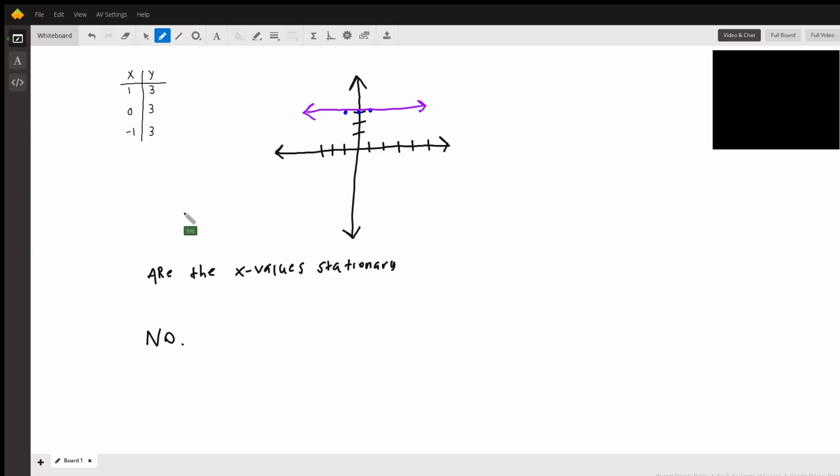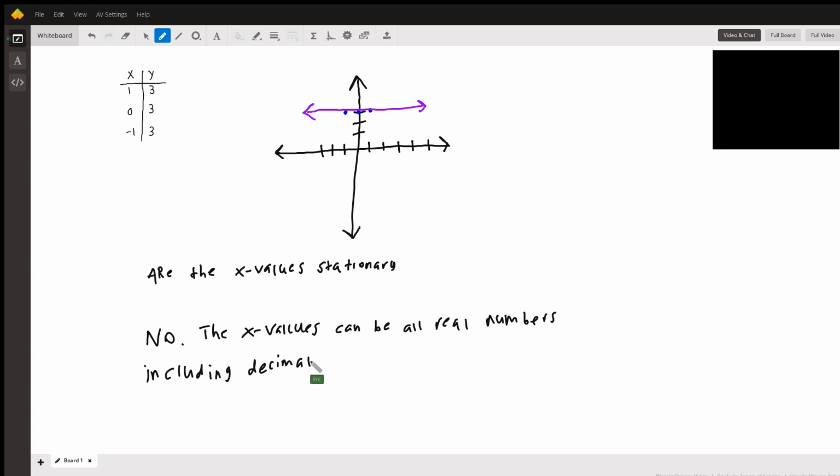But for our x's, our domain is all real numbers, meaning we can plug in any value we want for x, including decimals and fractions. So no, the x values can be all real numbers, including decimals and fractions. So that is going to be your answer.